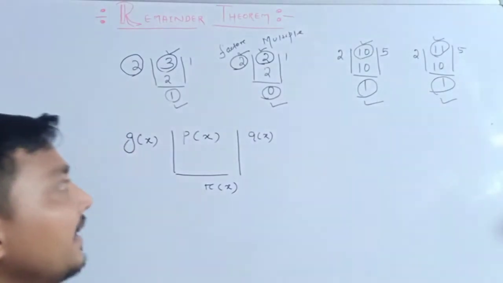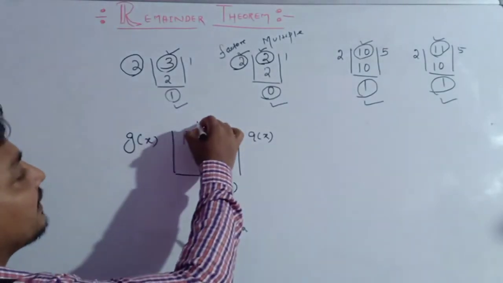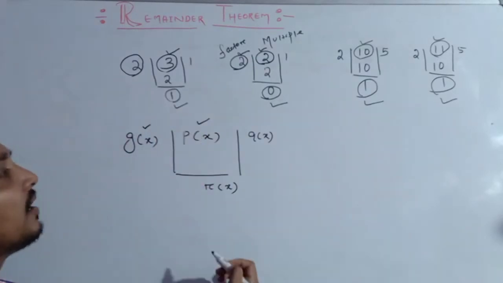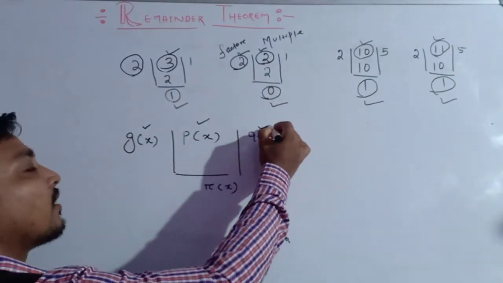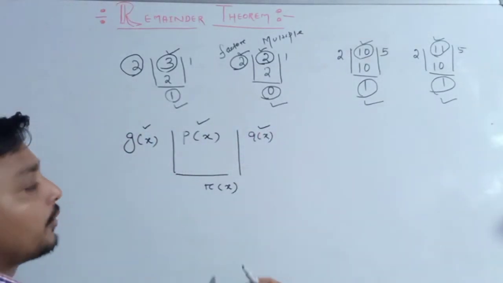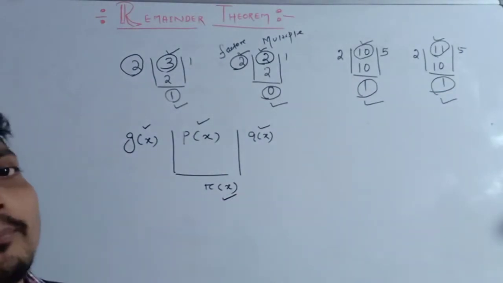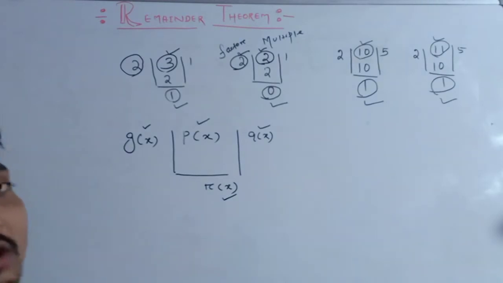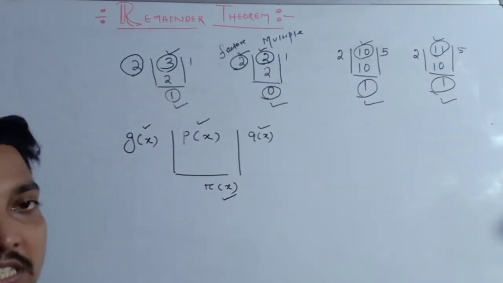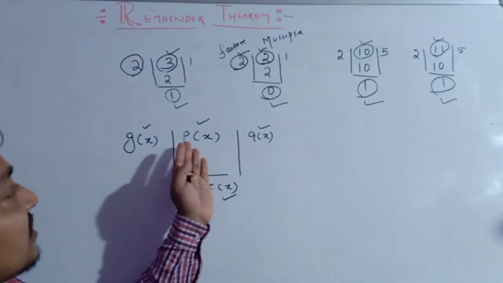In the same way, whenever you divide a polynomial by another polynomial, there will always be a quotient, and the quotient will be a polynomial, and the remainder will also be another polynomial. But here you just have to remember the rules. Just like the previous one, the number-related things we discussed, here the discussion will be the same.